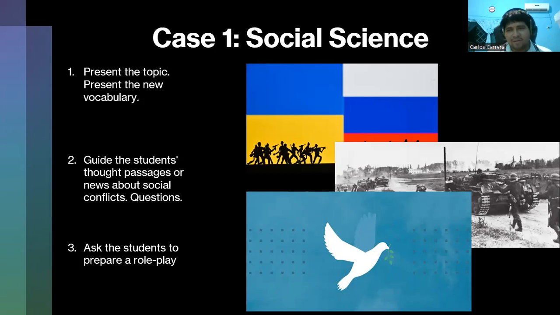And then we could help the students by reading some passages or news about conflicts. We can also ask some questions related to them to see if they are catching up with the lesson or if they understood the words that we previously mentioned. And finally, when they are ready, we could ask the students to prepare a role play in which each of them would play a prime minister, trying to solve a modern problem or a social conflict using the knowledge and the words that they have learned.